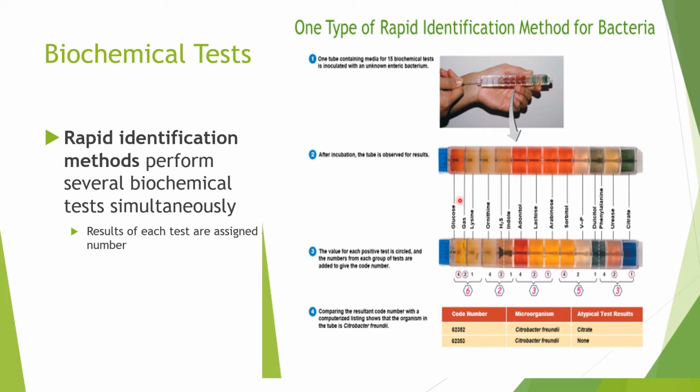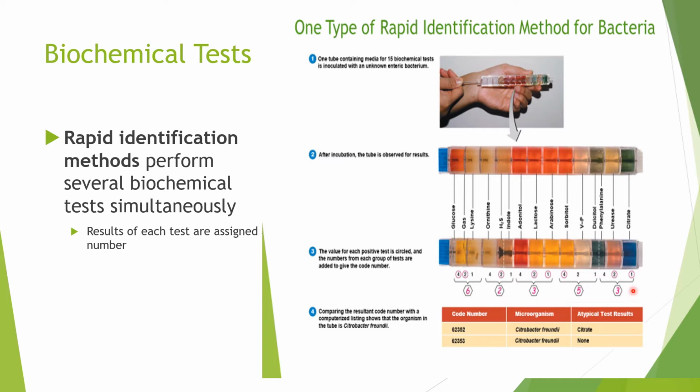You might start seeing color changes. So based on the color changes, you would figure out, okay, this bacteria was able to ferment glucose. This bacteria was able to ferment lactose. This bacteria was able to produce, for example, hydrogen sulfide. And so based on the results that you get, we usually go ahead and we give it a number.